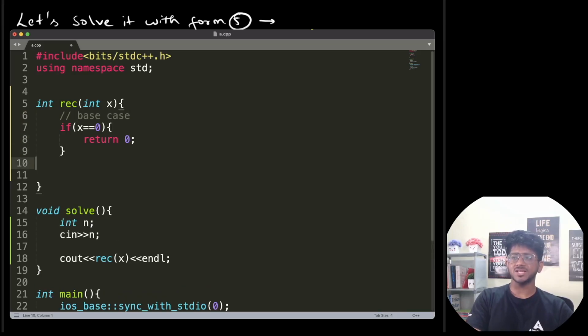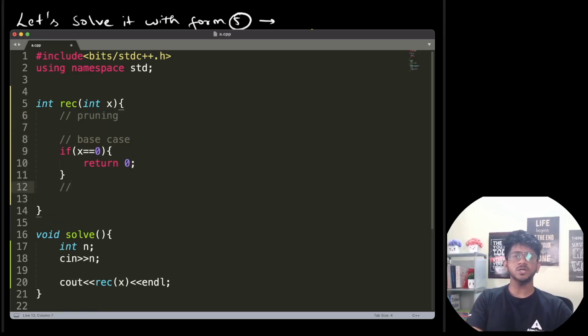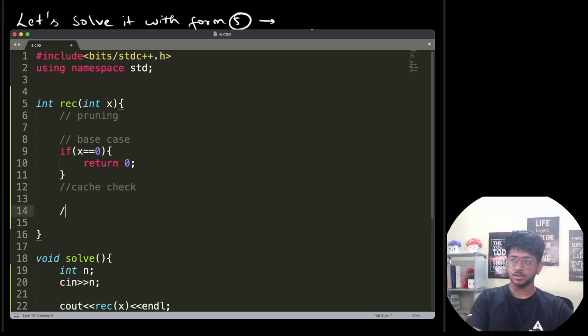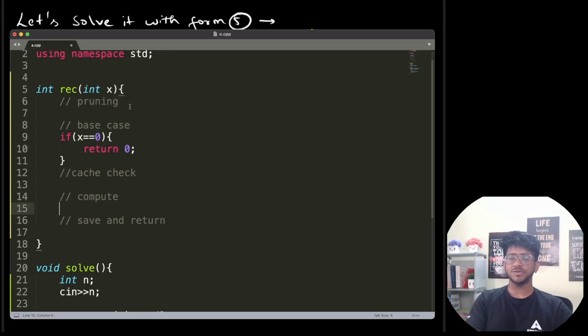Next, we don't have a pruning in this problem. I'm not writing any pruning in this particular case. Then we have the cache check, then compute, then save and return. So the cache check we will add later. Compute, think about it. What do we need as a compute step for this one?